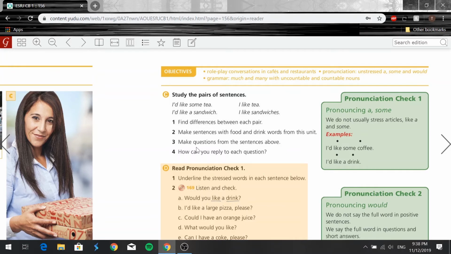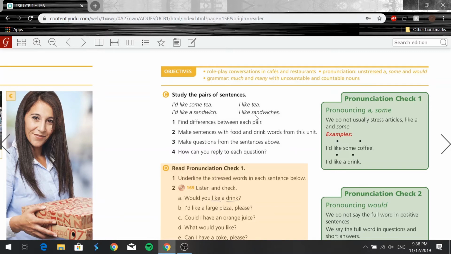Okay? Make sentences with food and drink words from this unit. Again, this will be entirely up to you. Okay, I'd like some coffee, I'd like a drink, right? I'd like to order a large pizza. All of these could be questions and sentences. It depends what you like. Make questions from these sentences above. Okay, so I'd like some tea, I'd like a sandwich, I like tea, and I like sandwiches.